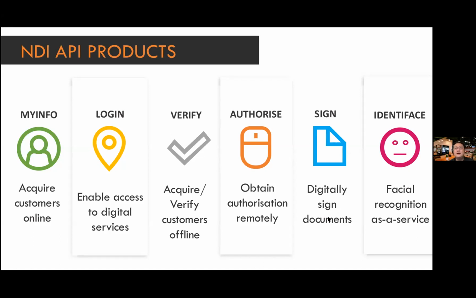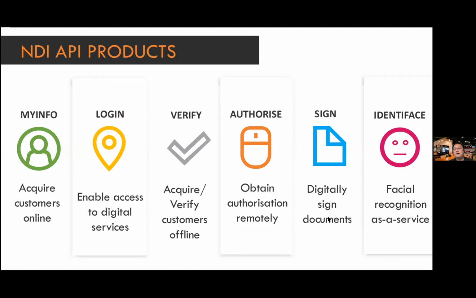These are MyInfo APIs for access to both individual and corporate data during onboarding and customer acquisition. Login APIs, which allow relying parties to use us as an authentication service provider. Login was launched in July last year as a pilot and went into general release earlier this year. To date, we have more than 50 organizations leveraging on us. Verify APIs is for customer verification in a physical setting, very similar to SafeEntry. I believe all of you have used it. It is also in a general release stage.